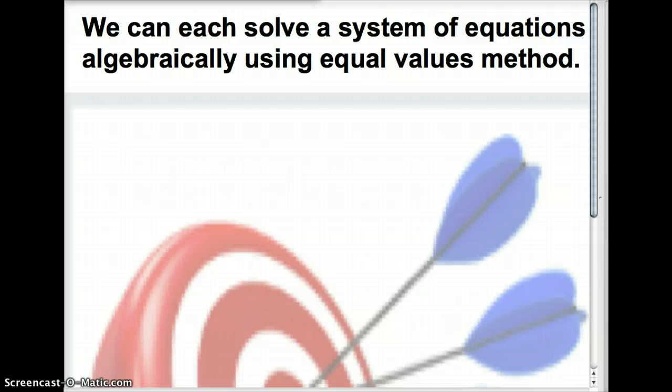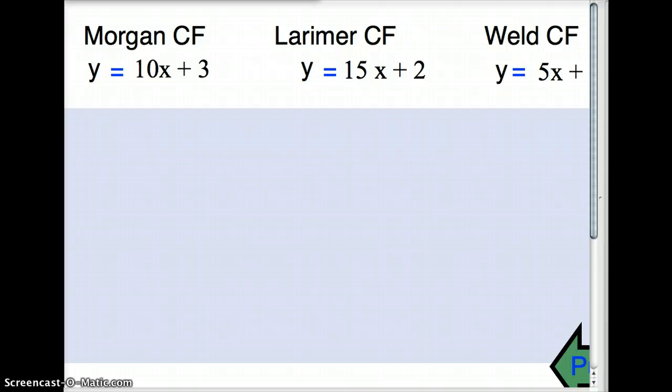the equal values method. If you remember yesterday, we were looking at how to find that point of intersection given tables and graphs. And we were talking about going to the county fairs. So we're going to bring back those county fairs, and we're going to look at those same exact equations. Here they are: the Morgan County Fair, the Larimer County Fair, and the Weld County Fair.